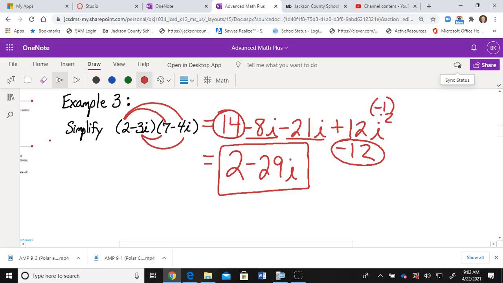I see. Okay? Plus 12, 14 plus 12i. Ends up being 14 minus 12. Okay?